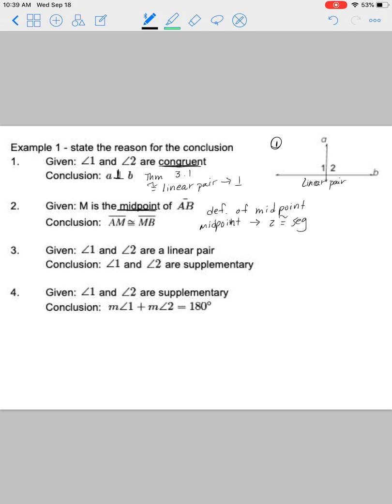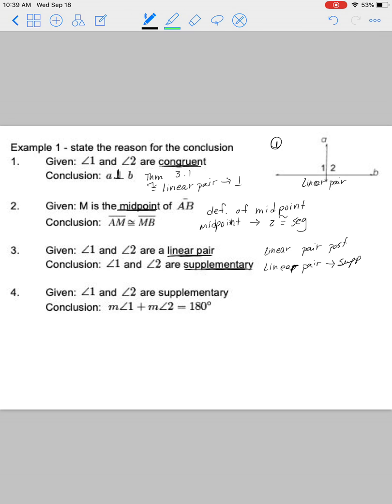The next one we've also seen in the past chapter. So we know the linear pair and we get supplementary. So this is the linear pair postulate that says that a linear pair, spell that right, linear pair gives us the supplementary.